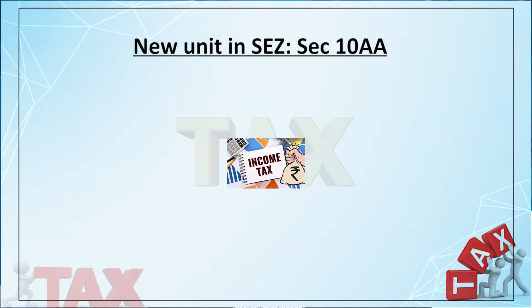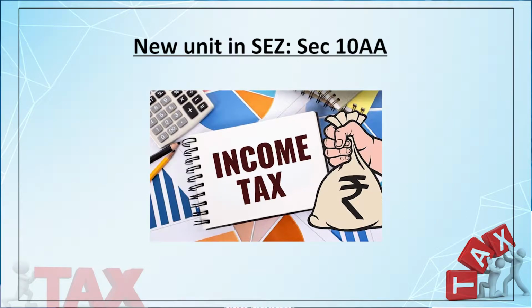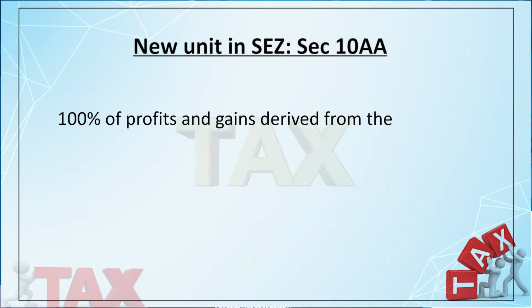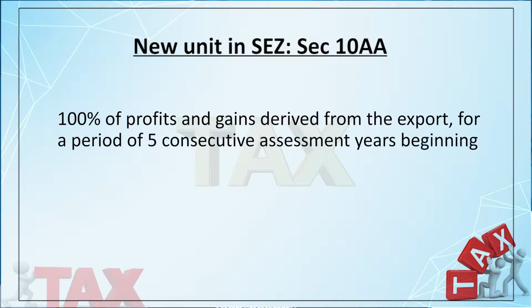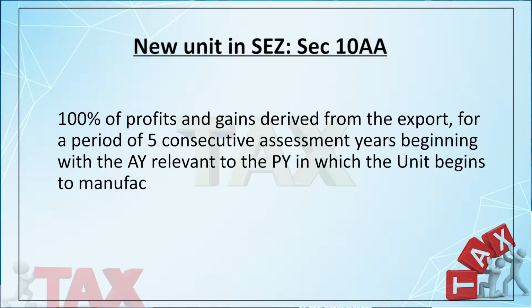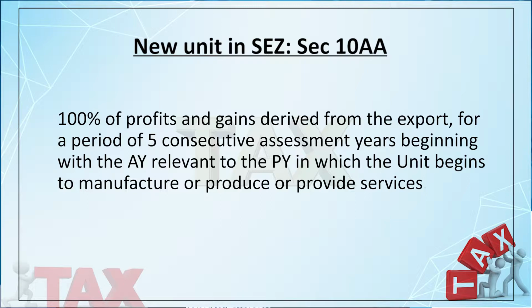Now, let us see what section 10AA says. Since the income tax authority provides the benefit of tax exemption, it has to comply with certain conditions. If certain conditions are fulfilled, then the newly established unit in a special economic zone can avail a deduction. How much deduction will it get? As per section 10AA, 100% of profit and gains derived from the export of goods or services for a period of 5 consecutive assessment years, beginning with the assessment year relevant to the previous year in which the unit begins to manufacture or produce or provide services. How much will it get as deduction? 100% of profit and gains for 5 consecutive assessment years.